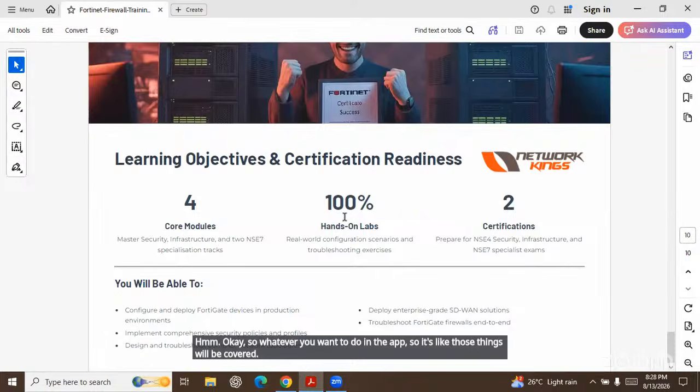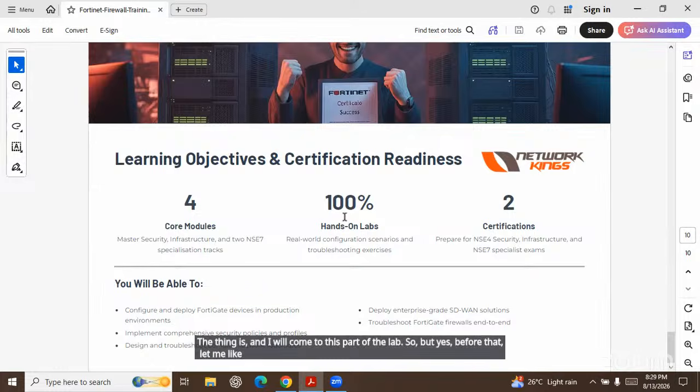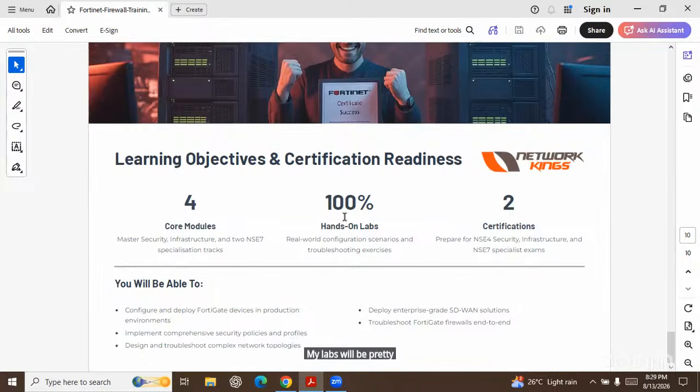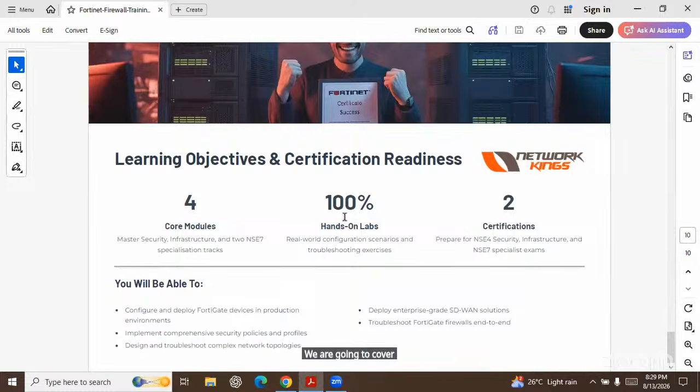Now I will come to this part of the lab, but before that, let me tell you one thing. My labs will be pretty simple and straightforward. But that being said, if you are looking for some specific lab setup design, let me know. I will build it and we can practice on that as well. Not a problem. As far as the concept of SD-WAN combined with the VPN and BGP goes, we are going to cover that.